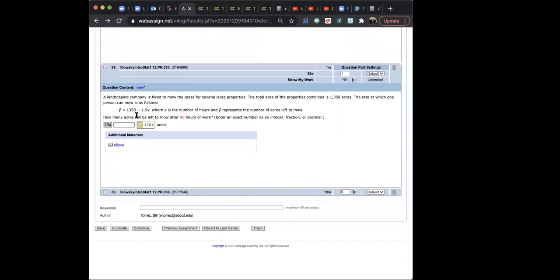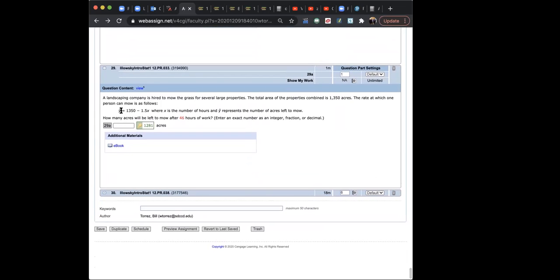A landscaping company is hired to mow the grass for several large properties. The total area of the properties combined is 1,350 acres. The rate at which one person can mow is as follows. And notice the caret over the Y. This indicates that it's been fit. The X and Y data have been fit with a straight line whose slope and y-intercept are given here.